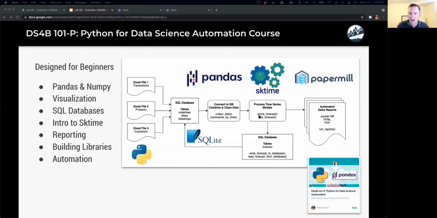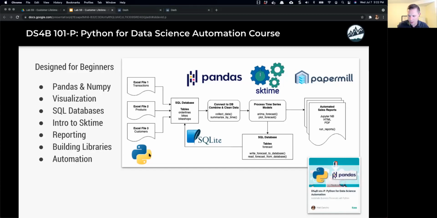You learn sktime to do ARIMA forecasting and plotting. You learn how to work with databases to update a forecast table using a write and read function that you create. And then you learn how to automate reporting for this forecasting project. And you learn how to do a ton of stuff through these types of projects. So this is just the first course in that system.